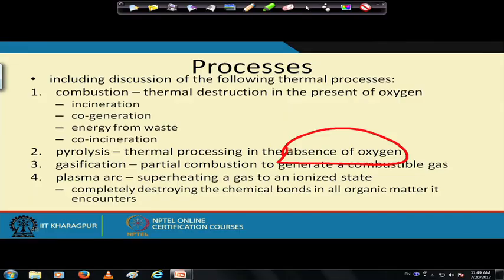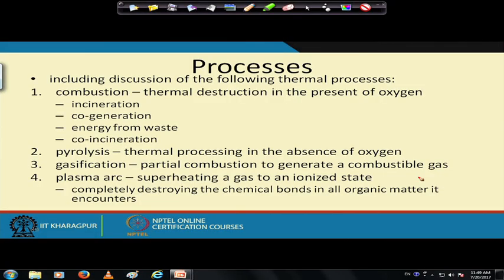Gasification is where you do partial combustion. You do not do 100% combustion, you do a partial combustion and produce a combustible gas, and that combustible gas could be used as a fuel source. So that is another thing that is done in terms of the process.